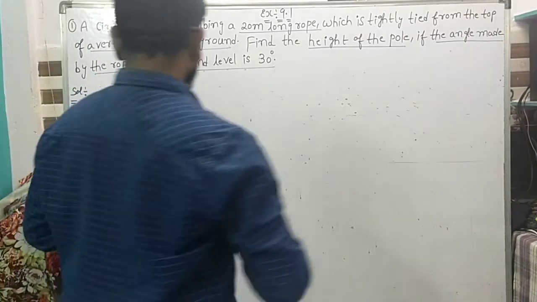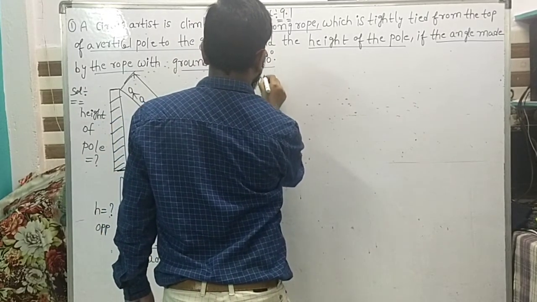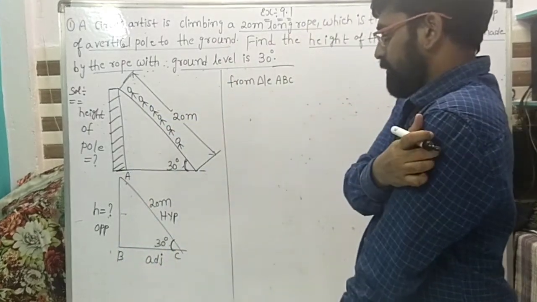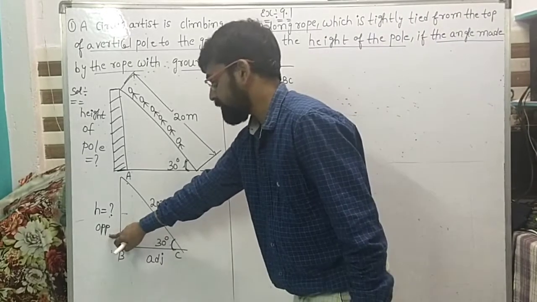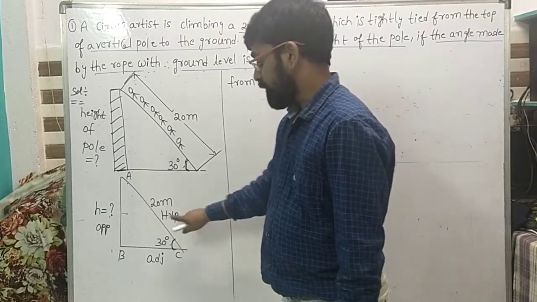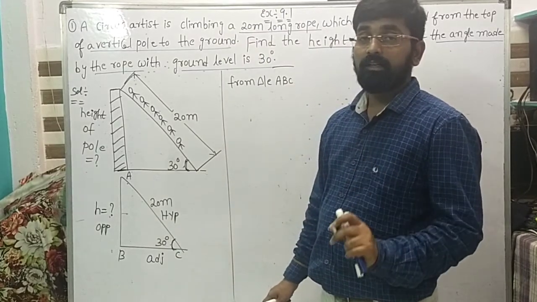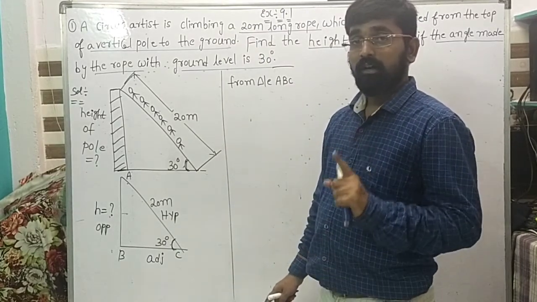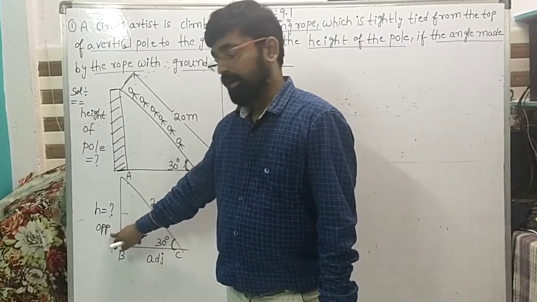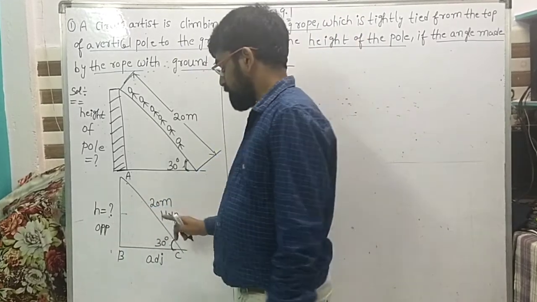Now from triangle ABC, what do we have to find? We have to find this height. What is given? AC is given, which means the hypotenuse is given. We need to find the opposite. Hypotenuse and opposite: in which trigonometric ratio do they come, sin theta, cos theta, or tan theta?